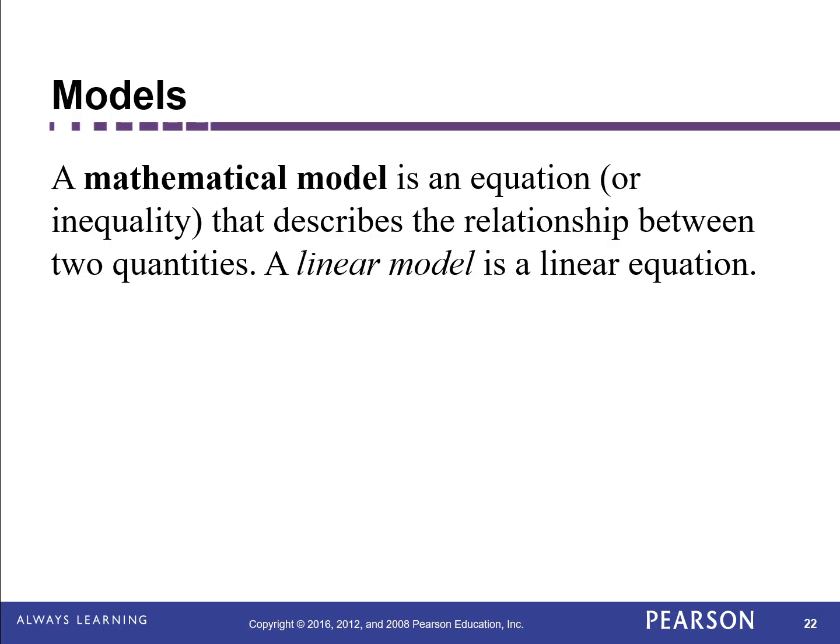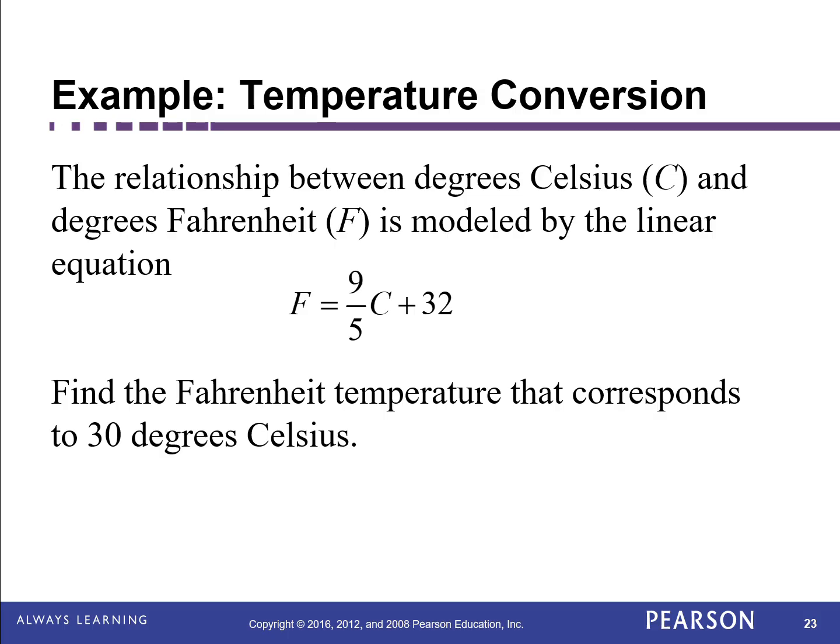Now let's look at models, or mathematical models here. A mathematical model is an equation or inequality that describes the relationship between two quantities. A linear model is a linear equation. The relationship between degrees Celsius, C, and degrees Fahrenheit, F, is modeled by the linear equation F equals 9/5 C plus 32. Let's find the Fahrenheit temperature that corresponds to 30 degrees Celsius.